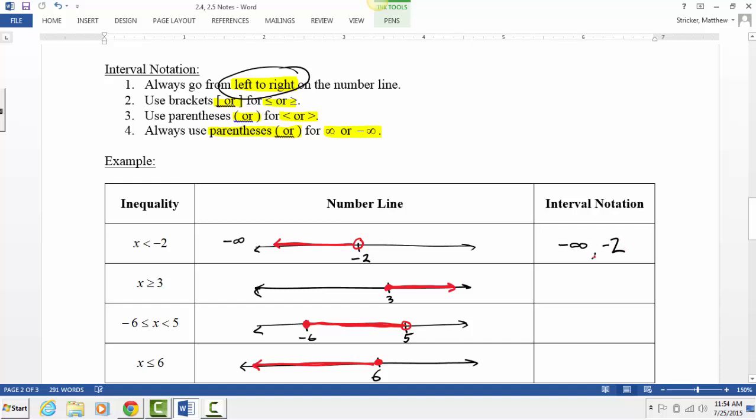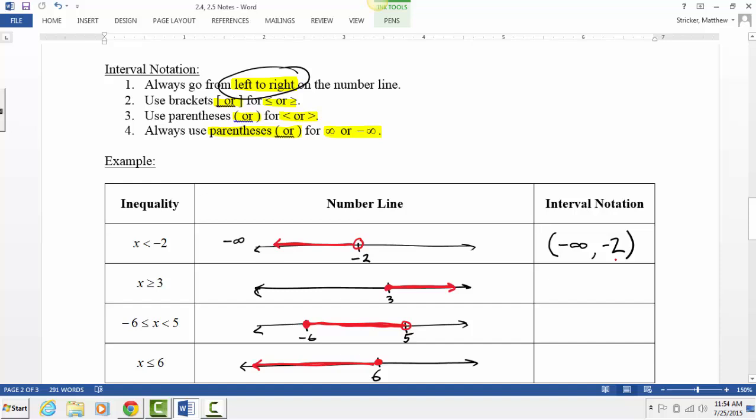And you always separate those by a comma. And then for the negative infinity, remember, we always use parentheses. So on that side we're going to have parentheses. And then on the other side, the negative 2 side, it's an open circle, which means that it was, remember, less than. So anytime we have less than, that's right here, we use parentheses.